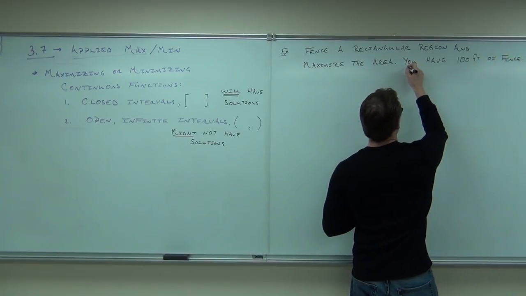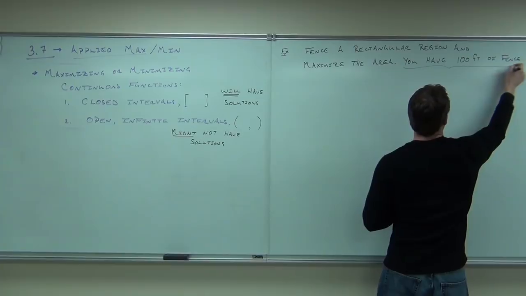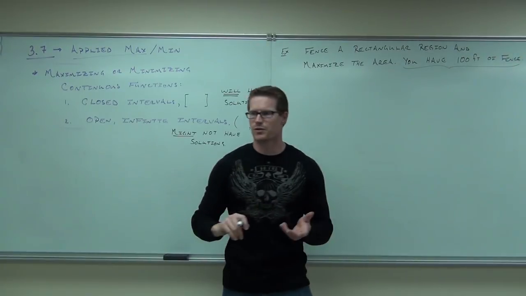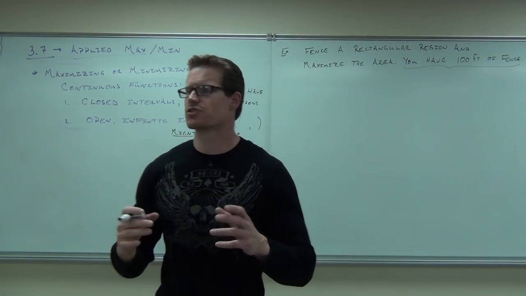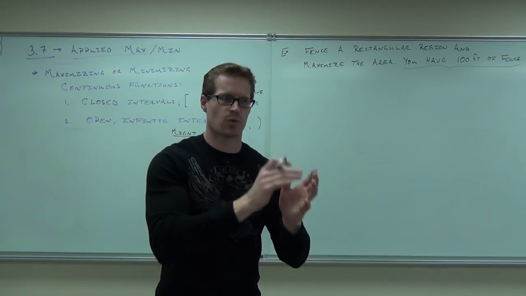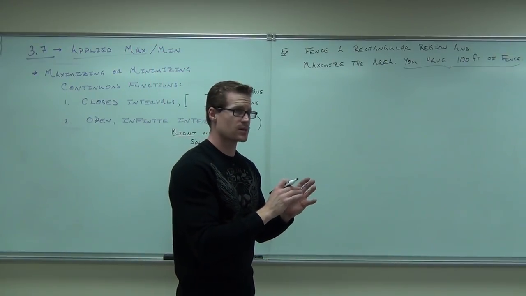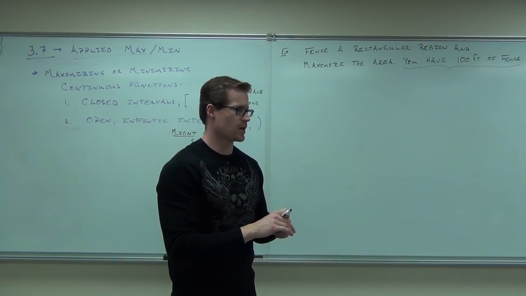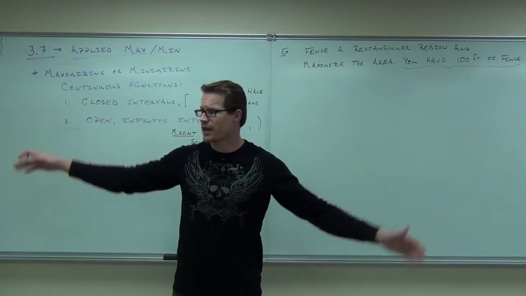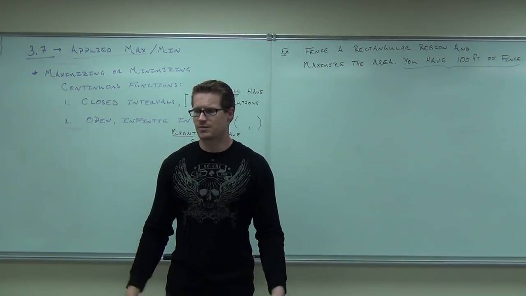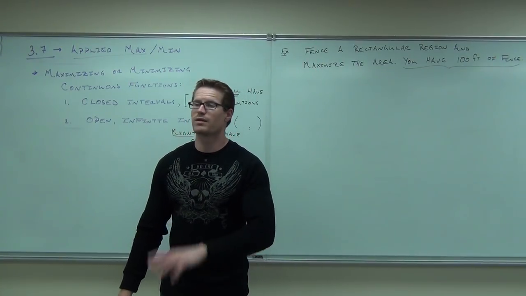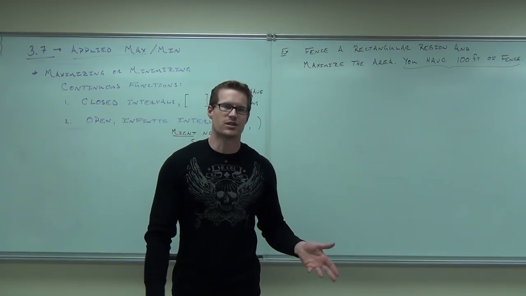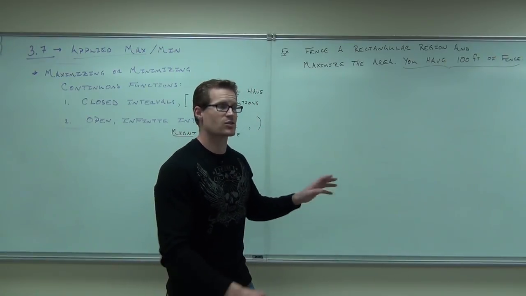This, by the way, is called something specific for these applied problems. It's called a constraint. It says this is what you have to work with. It's putting a limit on your area, basically. Because if I said maximize the area, you just go, okay, I'm going to make it as long as I can times as wide as I can. That's maximizing. But as soon as I say you only have 100 feet of fencing, well, that changes things, doesn't it? You have to have that statement. That's called a constraint.